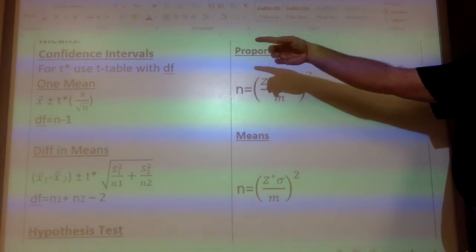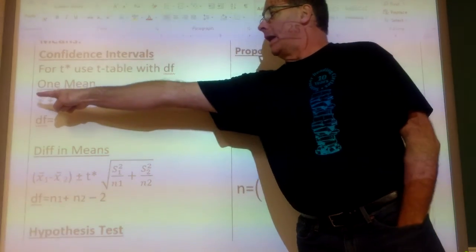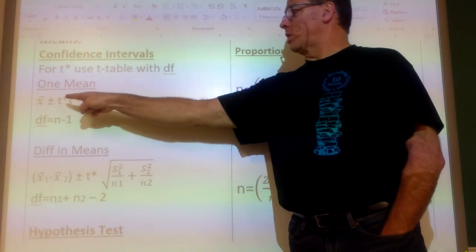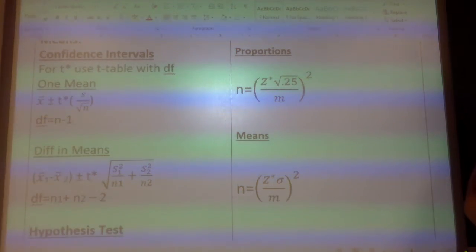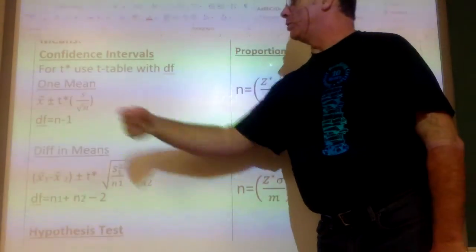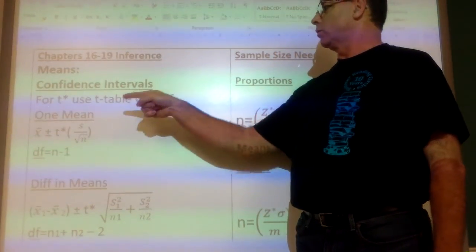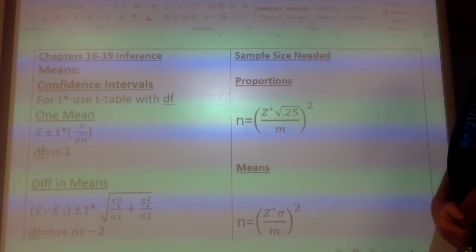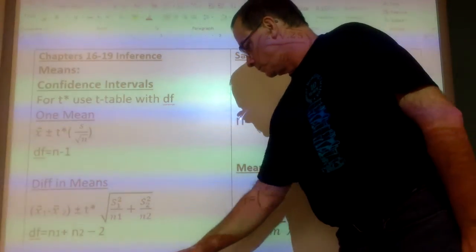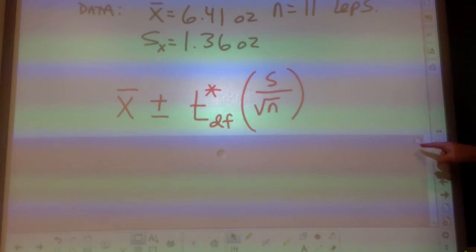Confidence intervals from our formula sheet. You're going to have this formula sheet. X bar plus or minus T star S over the square root of N. That is given to you, and it's telling you degrees of freedom is N minus 1. And again, this is means, confidence intervals, one mean. So it is on our formula sheet, so you don't have to memorize that formula.